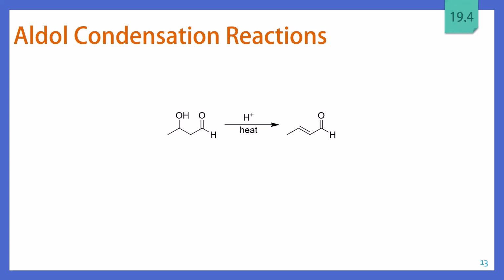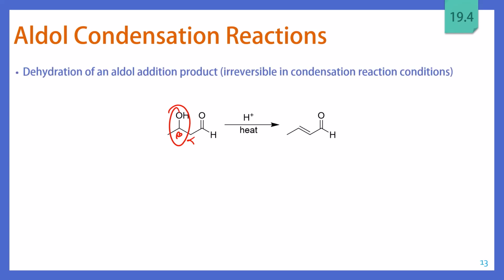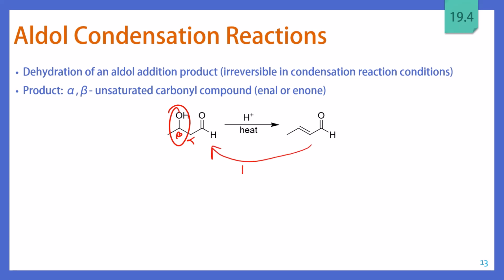Our next reaction is a continuation on the aldol addition. So once you've made it to the alpha beta hydroxy carbonyl compound, if you heat this up in acid, you can actually dehydrate that compound to create an alpha beta unsaturated carbonyl compound. It's important to note that this reaction is irreversible in the condensation reaction conditions. If you wanted to go from the condensation product to the addition product, you'd have to actually add in aqueous acid because water is a product in this reaction.